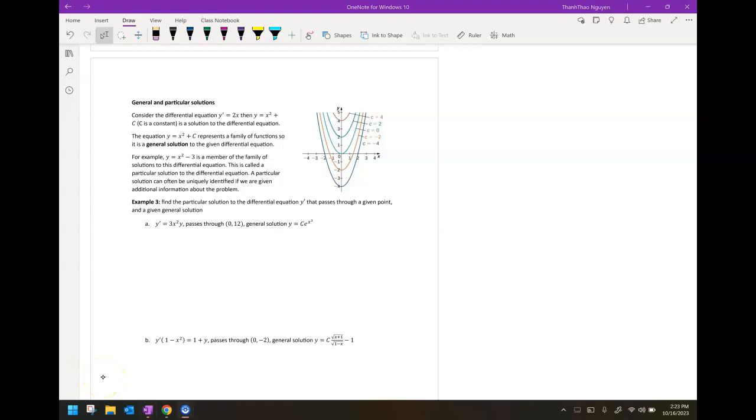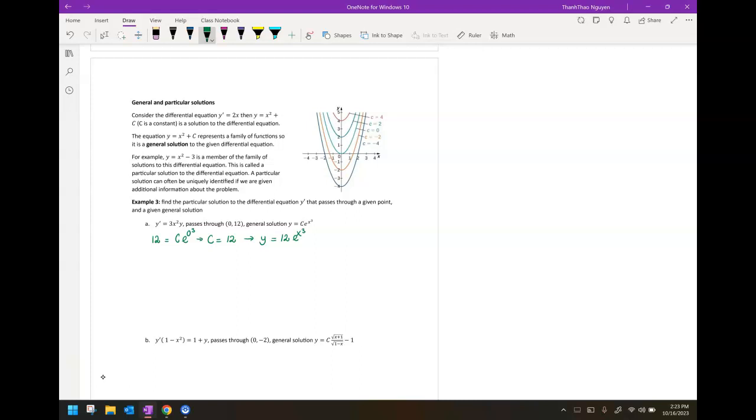This meant that I can start saying, okay, if y equals c times e to the x to the third passing through the point 0, 12, this meant I can rewrite this. I can first solve for c. 12 is equal to c times e to the 0 to the third. This implies c equal 12. Which means the particular solution is y equal 12 e to the x to the third.